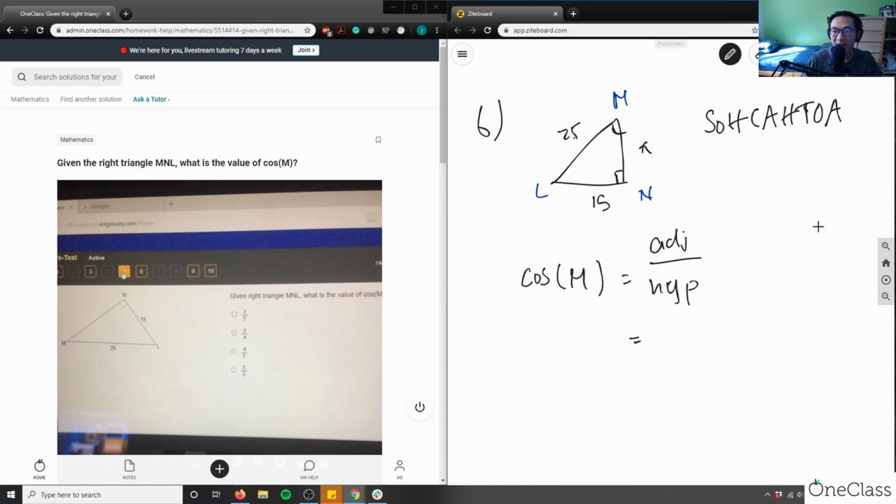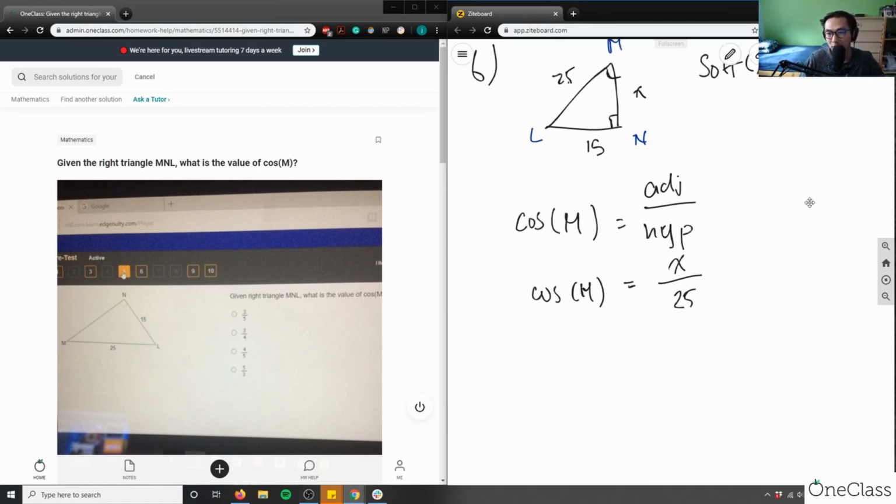In this case, adjacent to this angle is this side X, so I'm going to write X here. And the hypotenuse is this number here, which is 25. Sweet. So cos M would equal X over 25, right? But we have to solve for X first. So how do we solve for X?